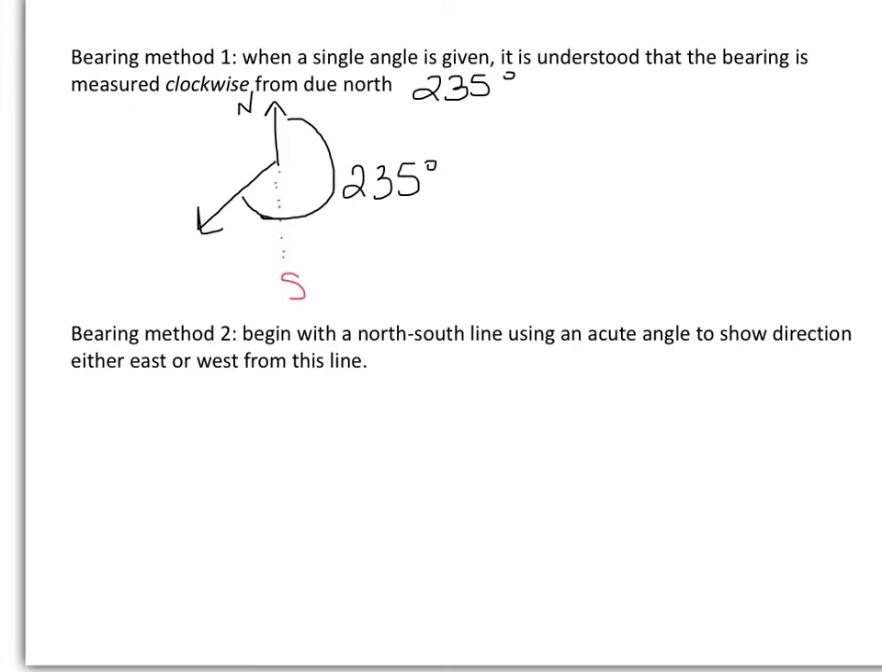The second method, you actually begin with a north-south line, and you use an acute angle to show direction either east or west from this line. So if you have, like, north 64 degrees east, you identify here's north. Now I have to head east, rotate east 64 degrees. So that's going to end up taking me, say, here.